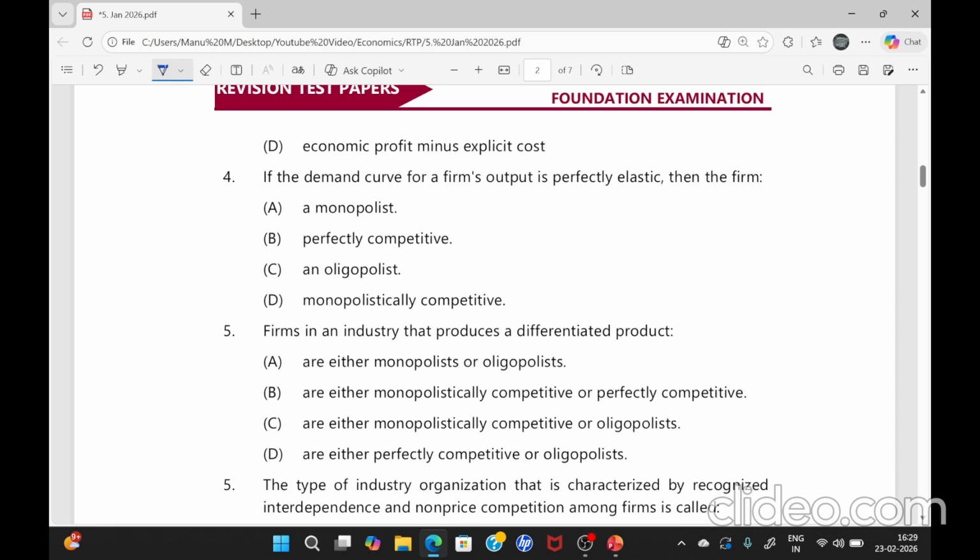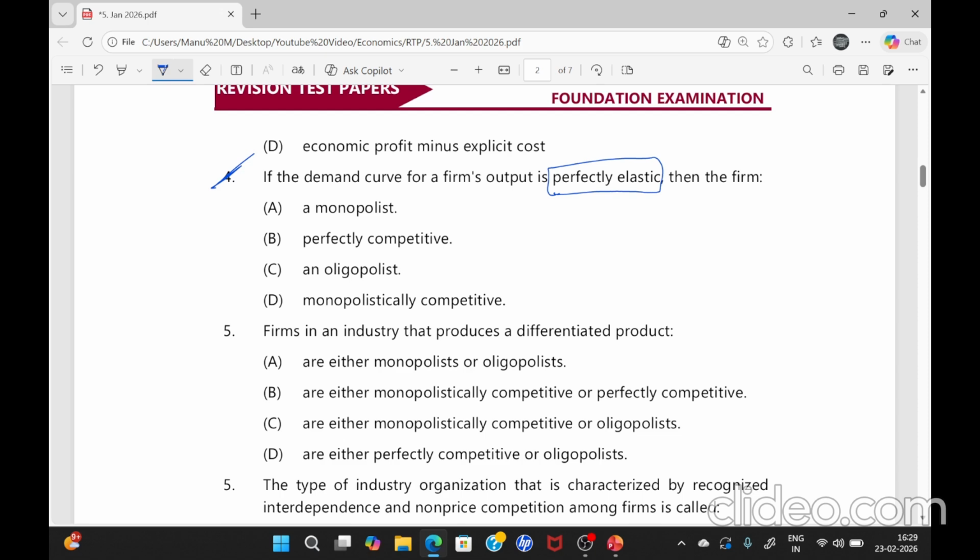Question number 4. If demand curve of a firm's output is perfectly elastic. So in chapter number 2, we know that there are 5 measures of elasticity: perfectly elastic, perfectly inelastic, relatively elastic, relatively inelastic, and unitarily elastic. Here they're talking about a perfectly elastic demand curve. Which of these firms experiences this perfectly elastic demand curve? The options given: monopolist, perfectly competitive, oligopolist, and monopolistically competitive.